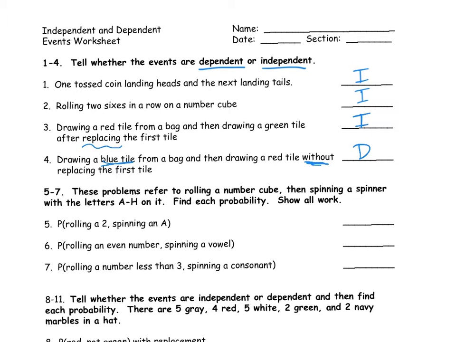All right, 5 through 7, it says these problems refer to rolling a number cube, then spinning a spinner with the letters A through H on it. Find each probability. Show all work. So number 5, rolling a 2 on a number cube. That is 1 out of 6. Then, again, because this is compound probability, we're multiplying, spinning an A. So how many letters are between A through H? A, B, C, D, E, F, G, H. So 8. So there's obviously 1 A out of 8. So 1/6 times 1/8 is 1 over 48.